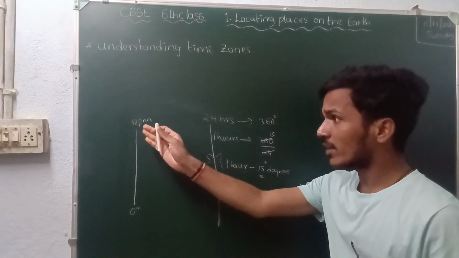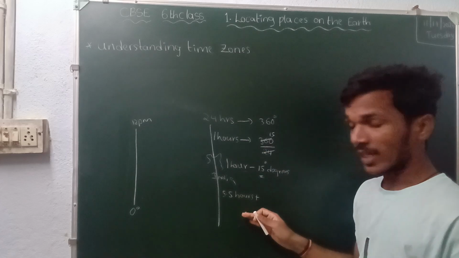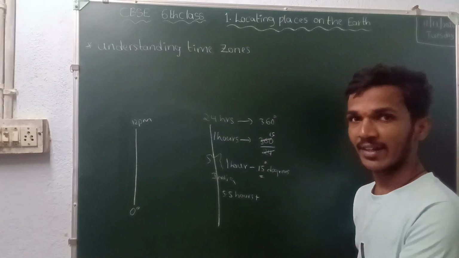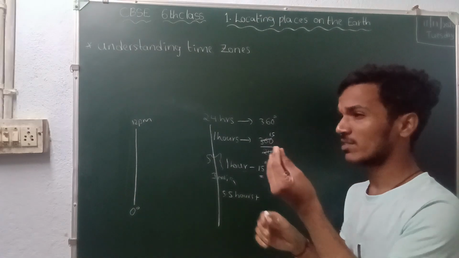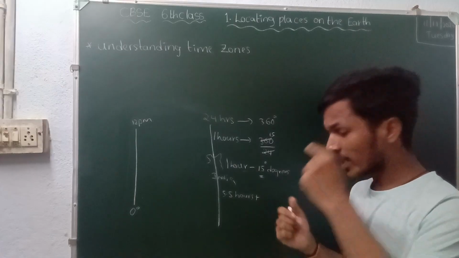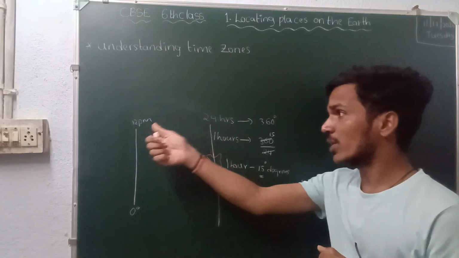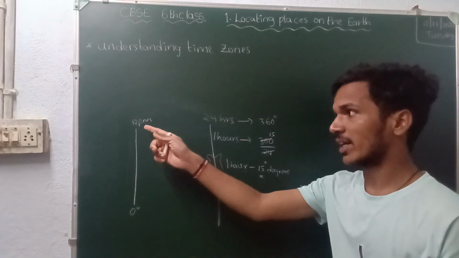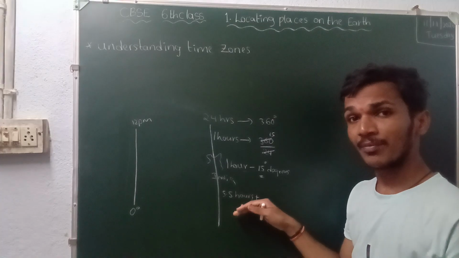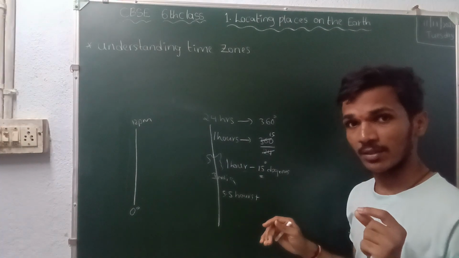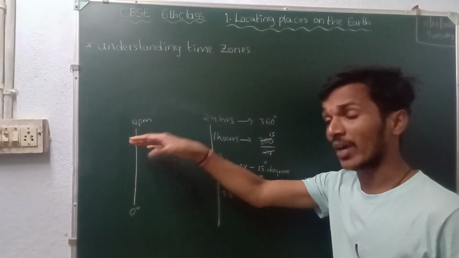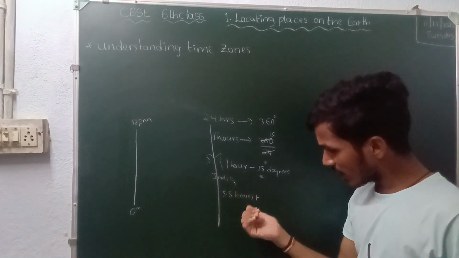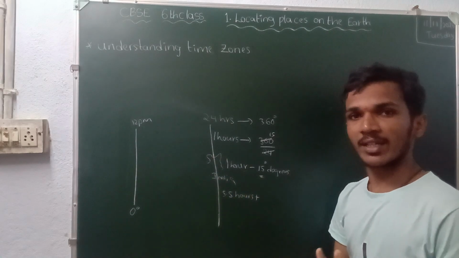Means if here the time will be 12 p.m., here the time will be 5:30. 5.5 hours extra added. We have to add 5.5 hours to the Greenwich meridian, so we get our country time. If here the time is 11 a.m., here the time will be 4:30. So we have to add 5.5 hours to the Greenwich meridian time, and we get our time.